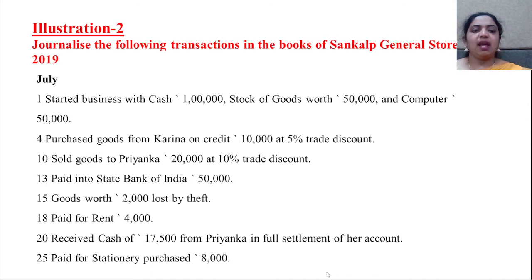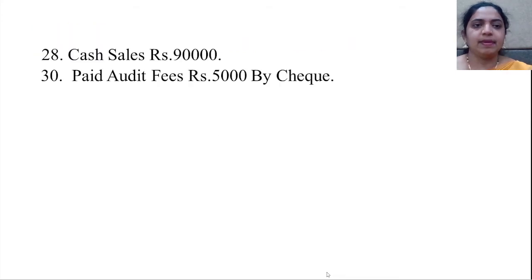Next is 18, paid for rent rupees 4,000. Next is 20, received cash of rupees 17,500 from Priyanka in full settlement of her account. Next, date 25, paid for stationery purchase rupees 8,000. Next is cash sales rupees 90,000. Next is paid audit fees rupees 5,000 by cheque.